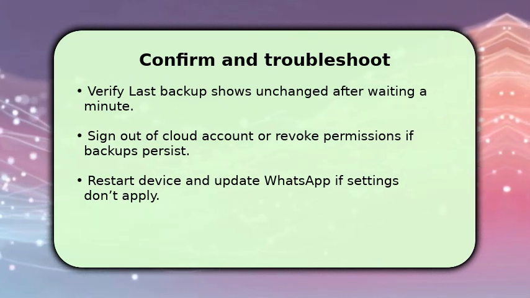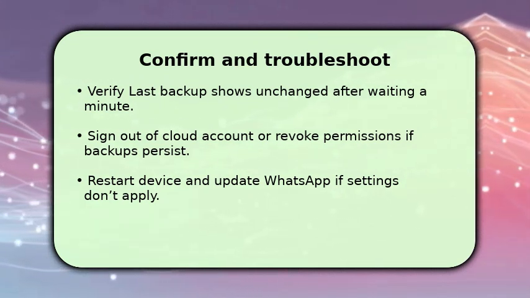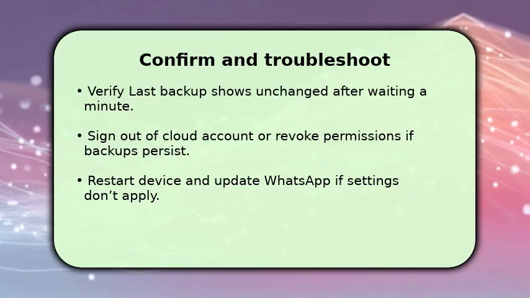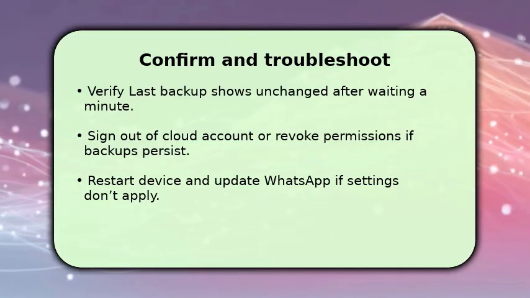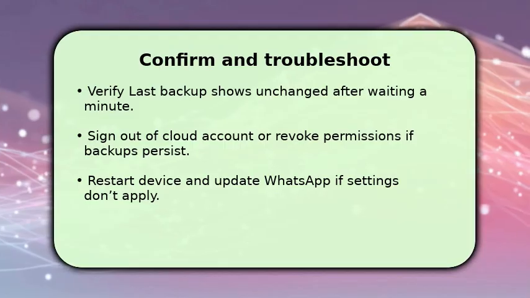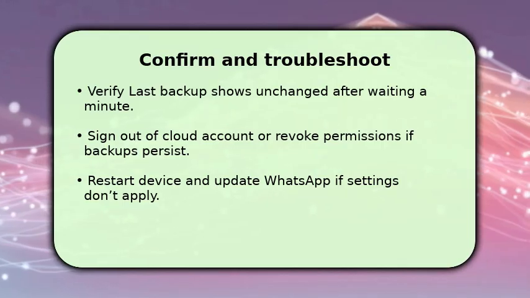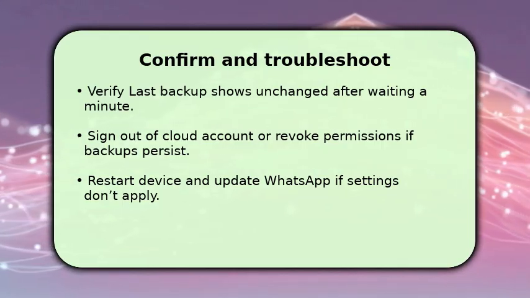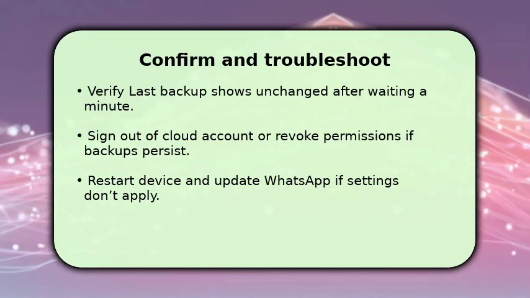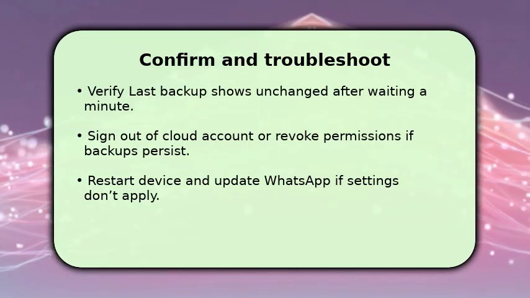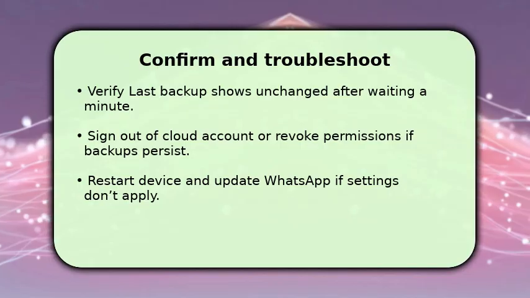If backups still run, revoke WhatsApp access in Google or iCloud account settings or sign out, then sign back in and reapply Never. If that fails, restart your device and update WhatsApp to the latest version, then repeat the steps. One troubleshooting tip: clear WhatsApp cache on Android, or reinstall the app only if permissions still override your settings.